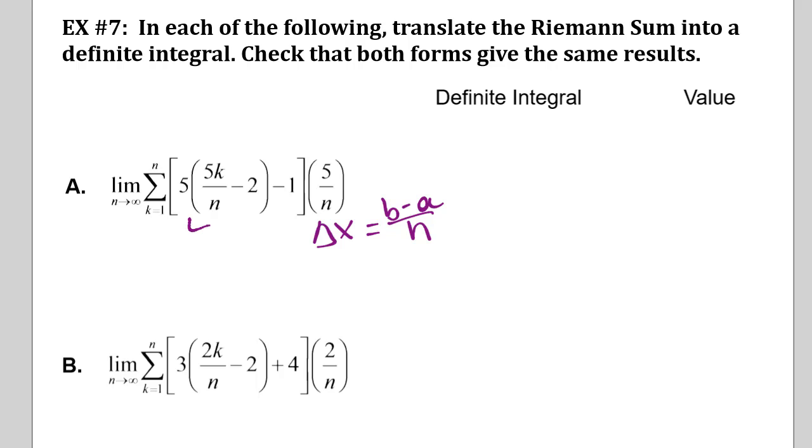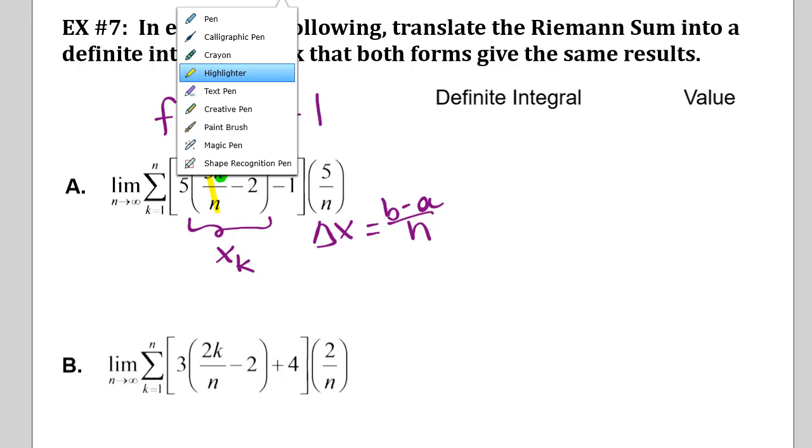Well, let's step back. This whole piece right here is going to be my x, right? And my f of x is 5x minus 1. Okay, but remember when we formed our x sub k's, we started with the left endpoint and then we added delta x times k. So you can see right here, this is our delta x, 5 over n, and then there's the times k. So this piece right here has to be our a value.